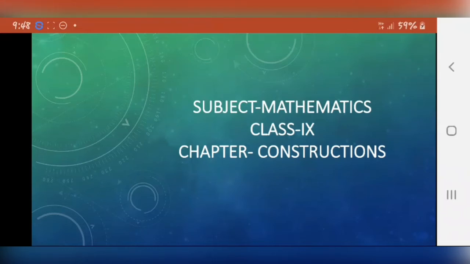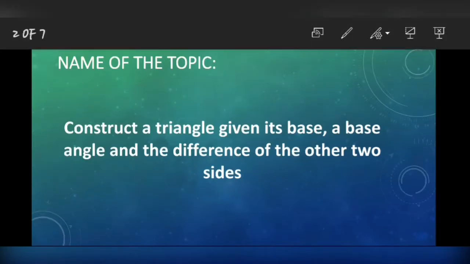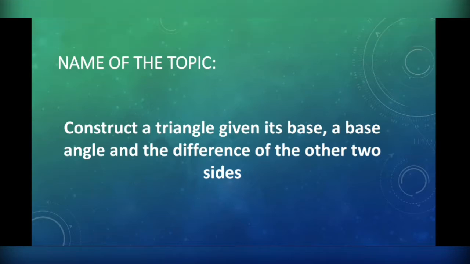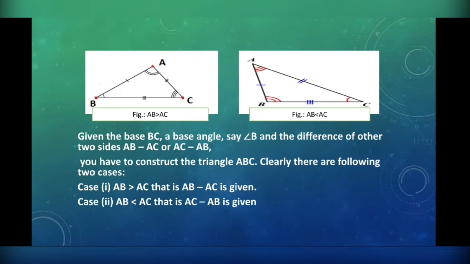Hello students, today we will discuss construction of a triangle given its base, a base angle and the difference of the other two sides. In yesterday's video we discussed case number 1. In this video we will discuss the next case. As I told you in the previous video, when AB is greater than AC, that means AB minus AC is given, we will use the construction of case number 1.